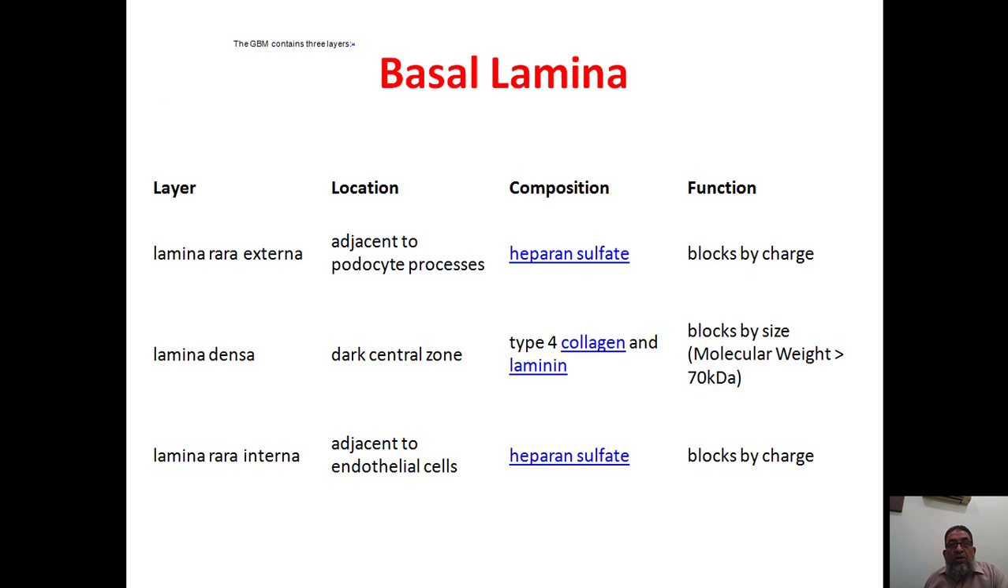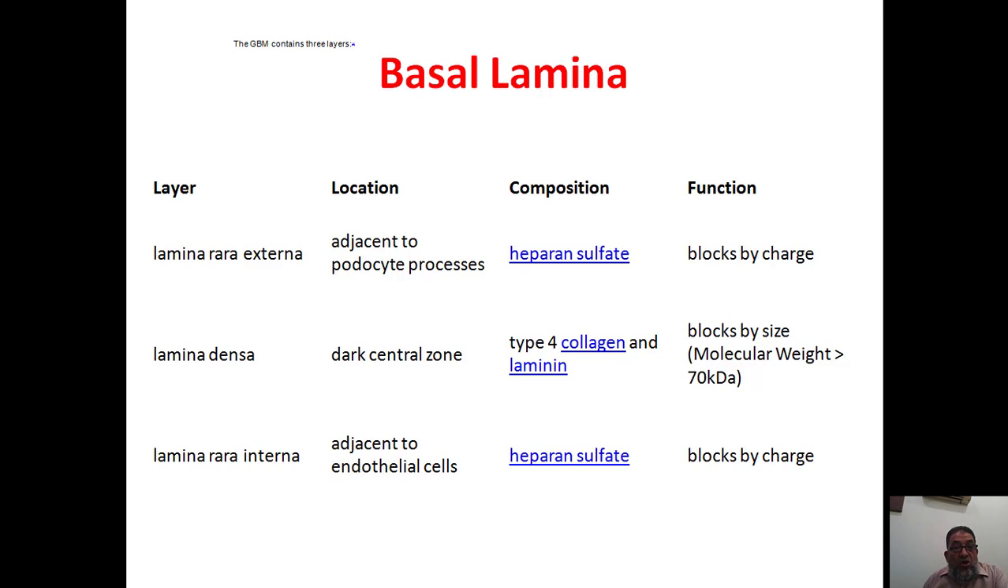Now what is the basal lamina? How is it formed? The basal lamina consists of three parts. Lamina rara externa is adjacent to the podocyte process. This is actually the basal membrane of the podocyte itself. Its composition is heparan sulfate, and it blocks various types of charged particles by charge.